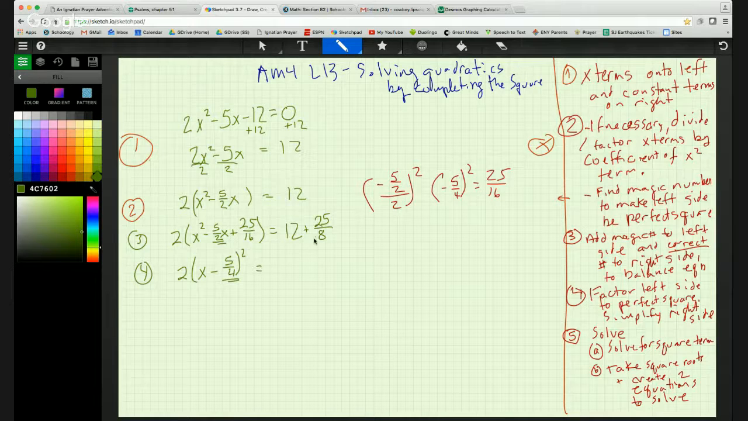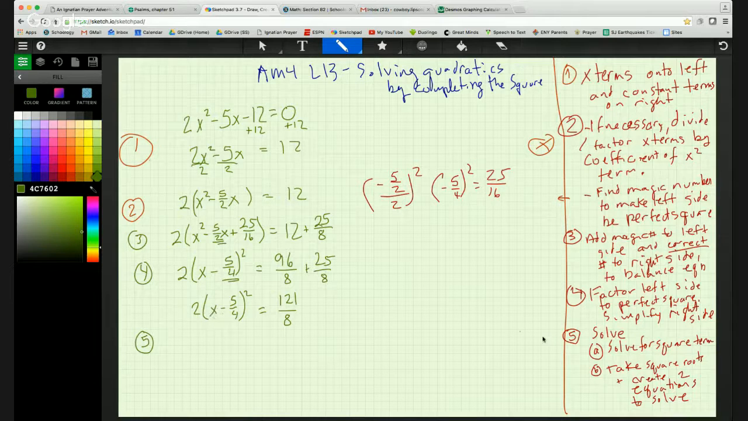And so that equals, well, we got 96 over 8. Hopefully you know how to convert that, plus 25 over 8. So that equals 121 over 8. On this side, I have 2 times x minus 5 fourths squared. Okay, so that was step number 5: we're going to solve.